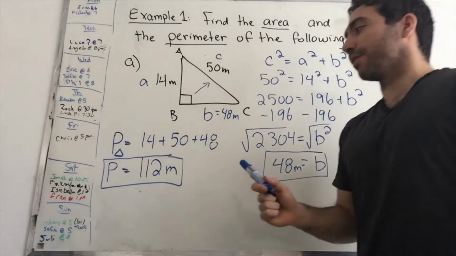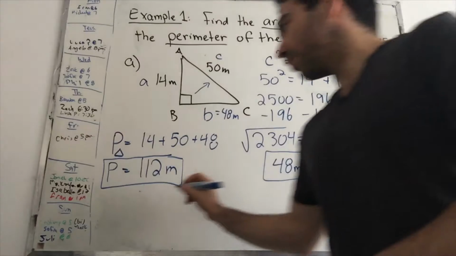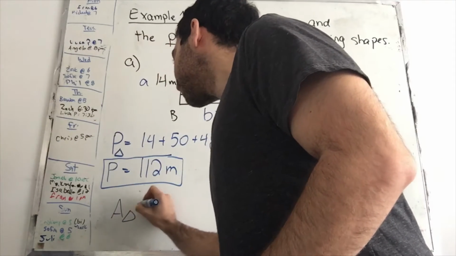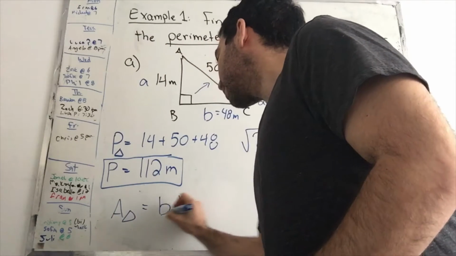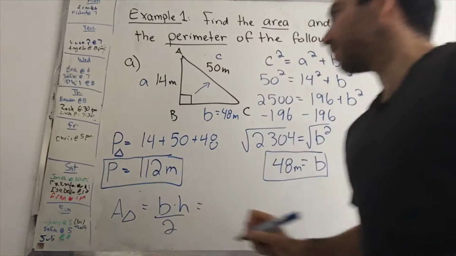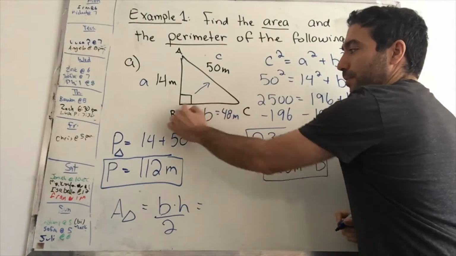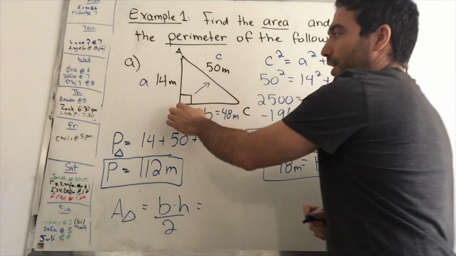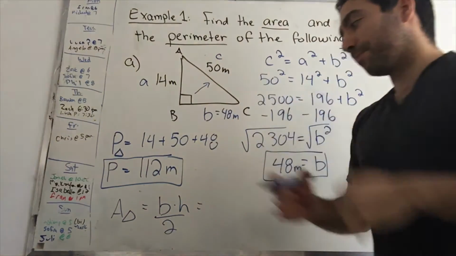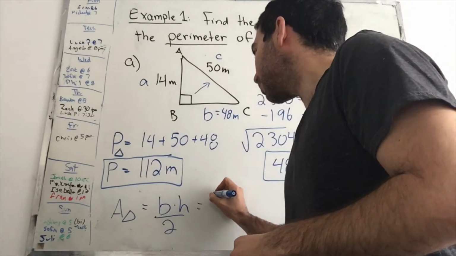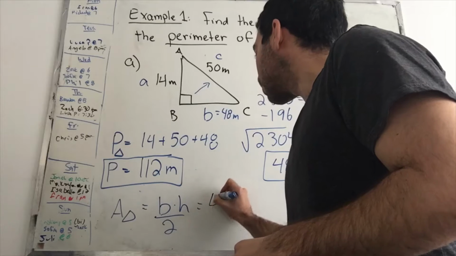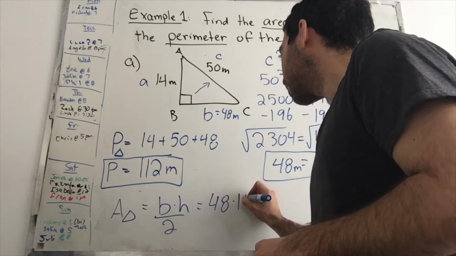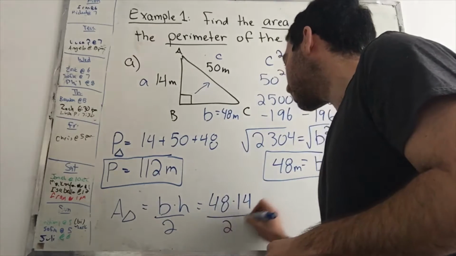Next, we want to find the area. How do we find the area of a triangle? Well, the area of the triangle, the formula, is base times height divided by 2. We solved for the base, the bottom of the triangle, that's 48, and we have the height, it's 14. Perfect. Plug it into the formula, and we're good. We get 48 times 14, the height, divided by 2.